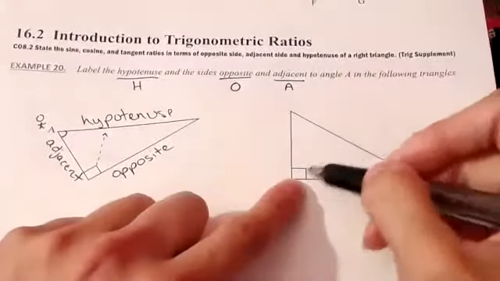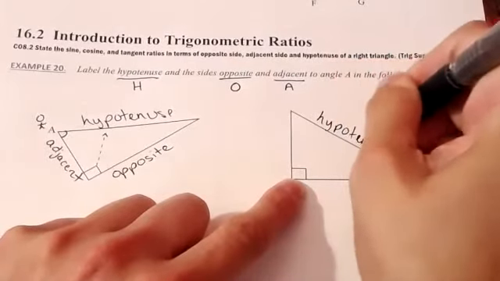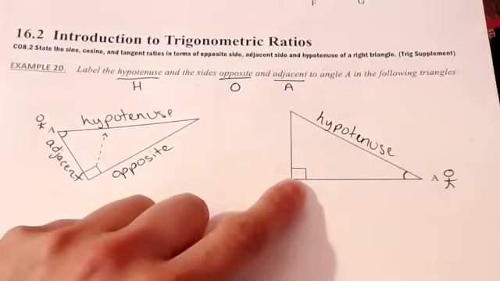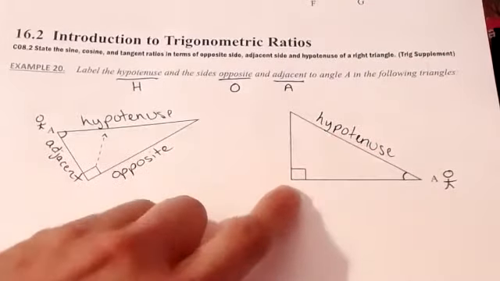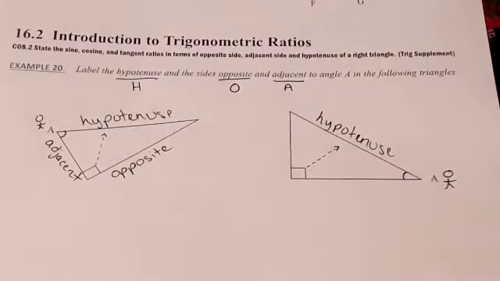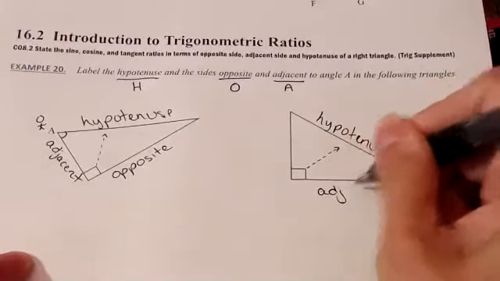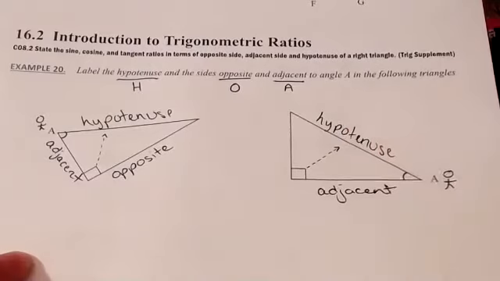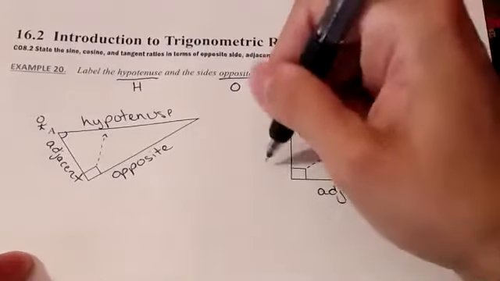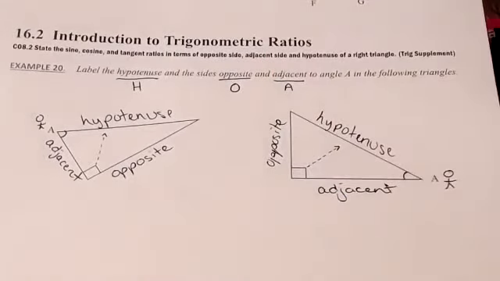So the side opposite the 90-degree angle, that's always our hypotenuse. We can always label that first. And again, if you'd like, I can just draw a dotted line to show you. Next, this side right next to angle A must be adjacent, right? That's what that word means. And then all the way across, that's our opposite side. All right. If you have any questions, stop me. Did that go well? We okay with that so far?